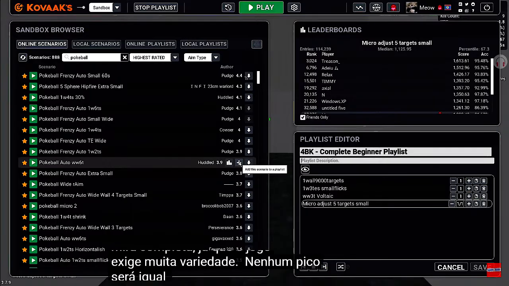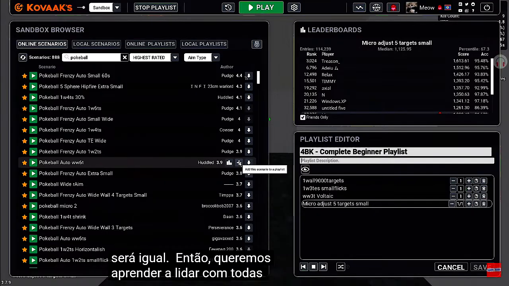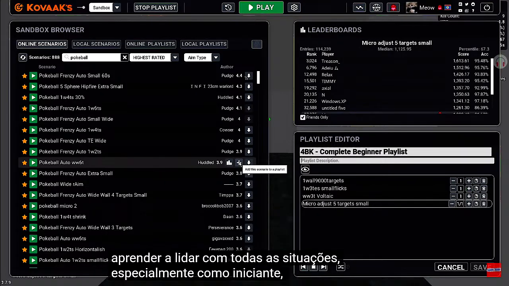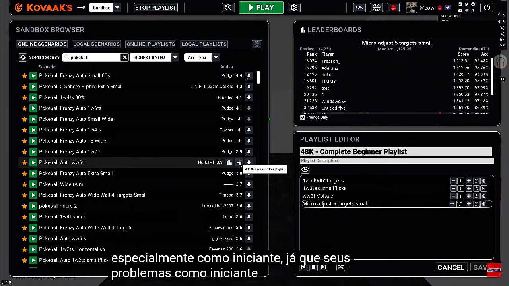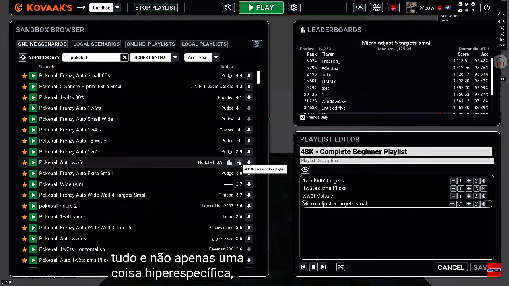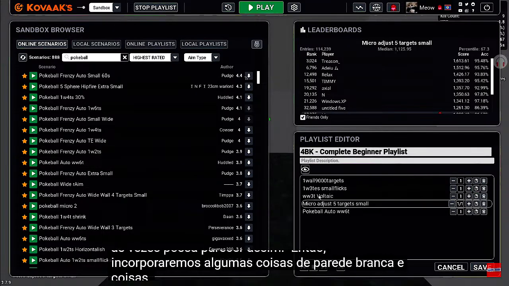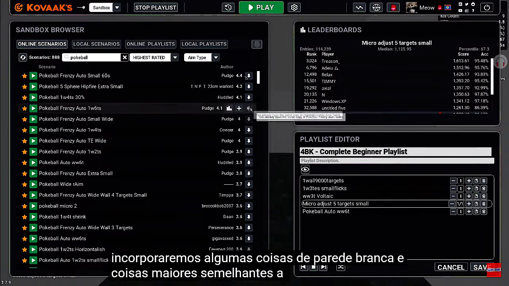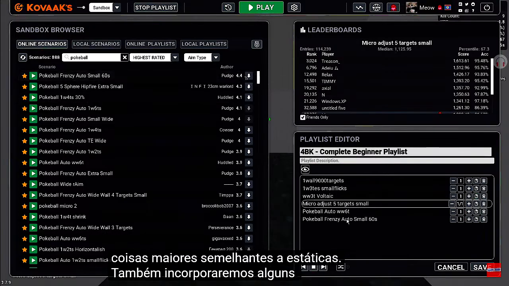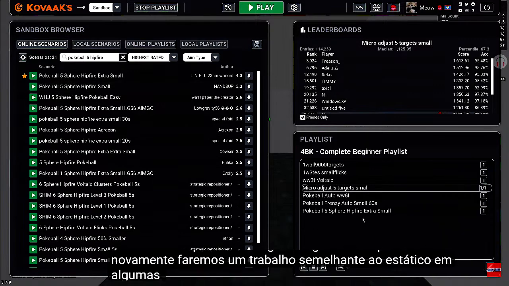No peak will ever be the same, and no circumstance will ever be the same. So we want to learn how to handle all situations, especially as a beginner, since your issues as a beginner are probably everything and not just one hyper-specific thing, although it can feel like that at times. So we'll incorporate some wide ball stuff and larger stuff similar to static. We'll also incorporate some closer angles, and we'll, again, similar to static, work on some clustered stuff.